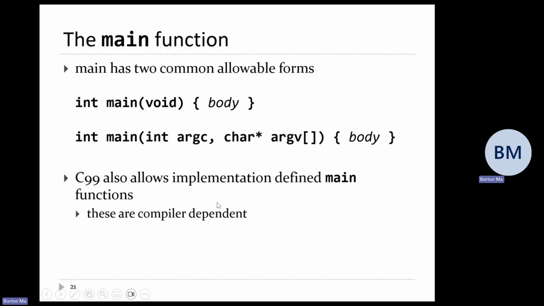The C standard says that the compiler writer can add extra versions of main if they want to, but it depends on what compiler you're using. So those are the two that we will be using in the course.